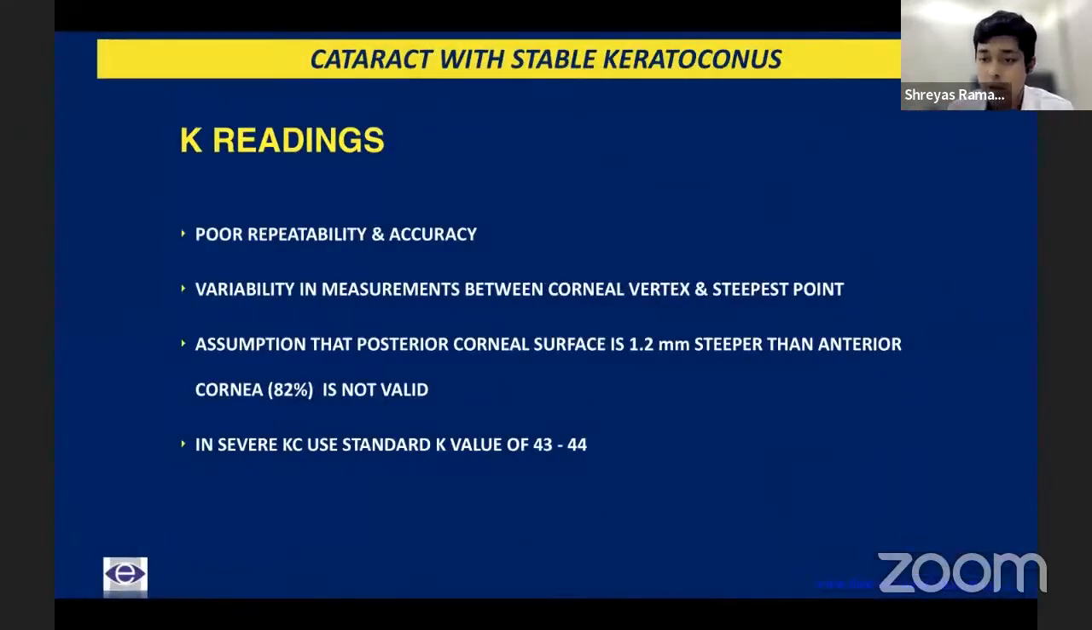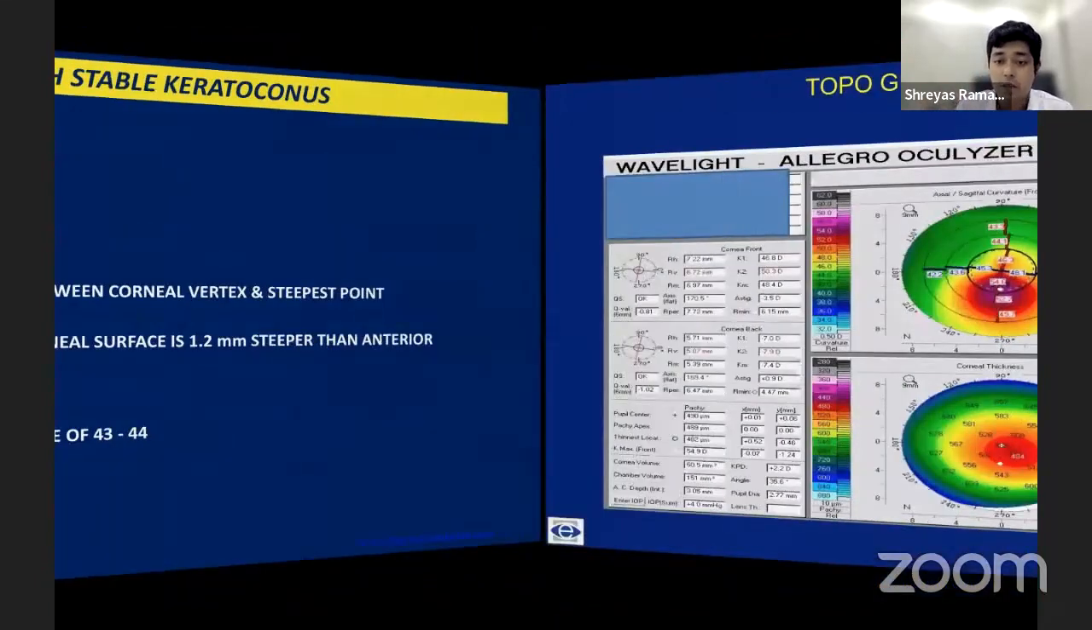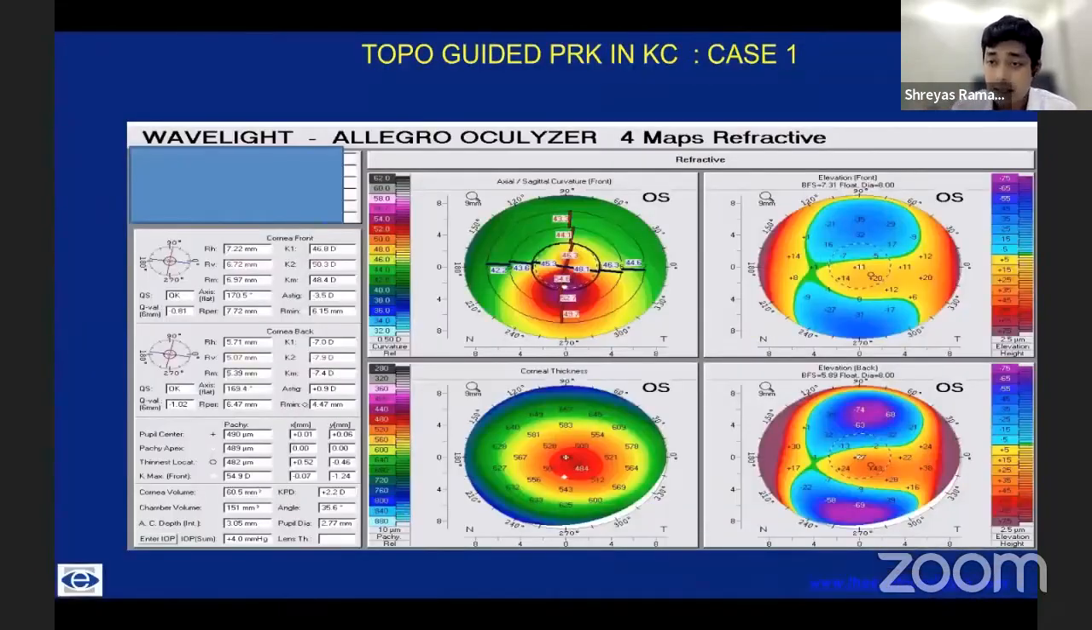These are some of the points which Dr. Charuta had already covered, where she mentioned that poor repeatability and accuracy can be a concern. The ratio between the anterior and posterior cornea is not fixed. And where you measure, whether you're exactly measuring at the vertex or whether you're measuring the steepest point, all these are the primary reasons why you get variability in measurements. But having said that, if you can optimize the cornea and improve the repeatability of the K reading, it is worthwhile doing so in these patients before taking them up for cataract surgery.